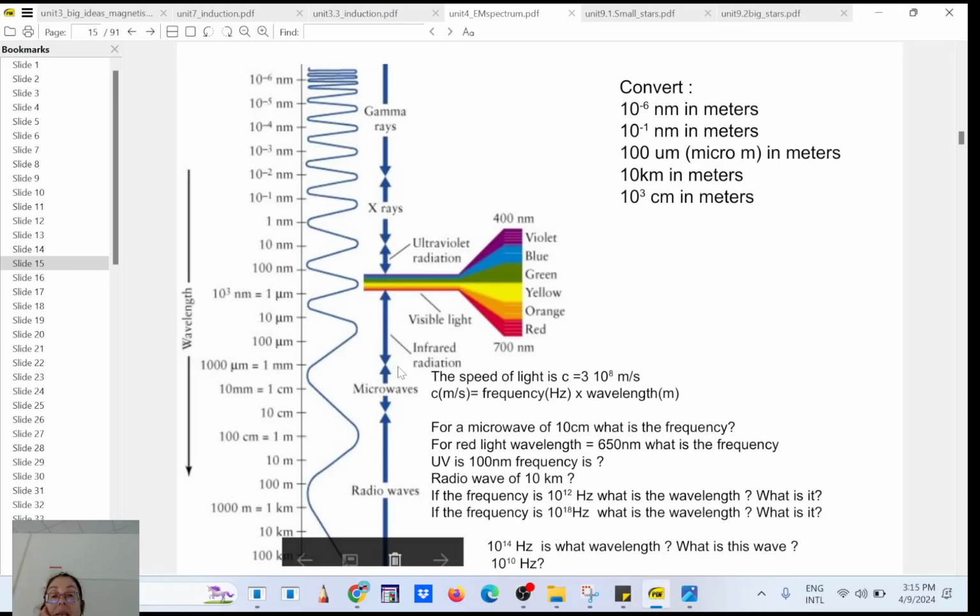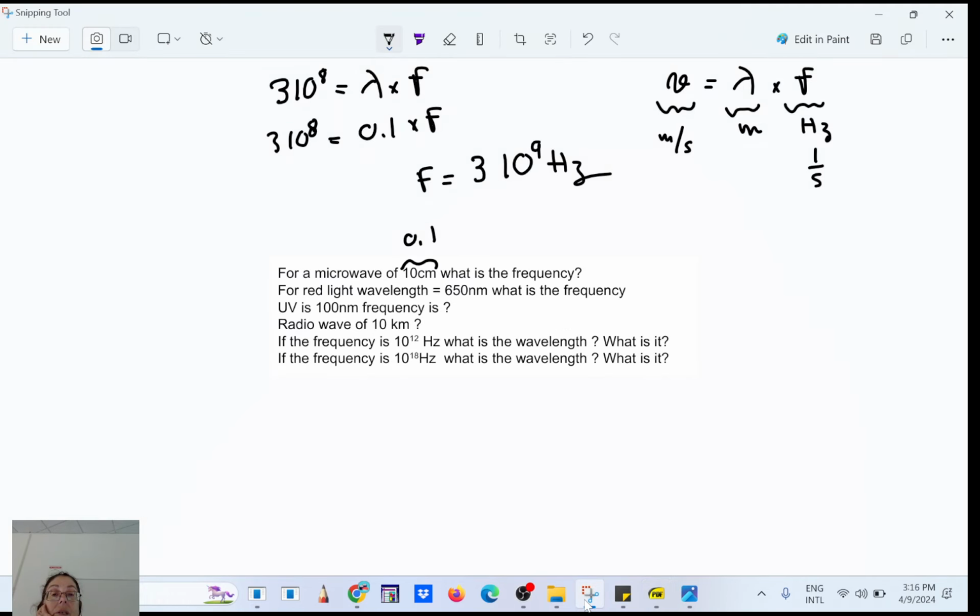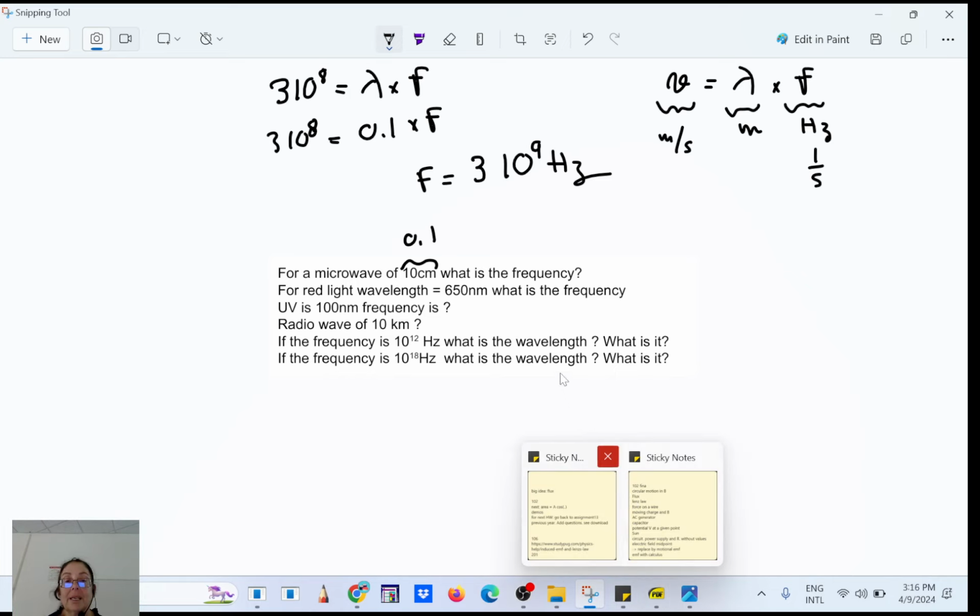Okay, so let's check here. Microwave, that's going to be, the wavelength is a few centimeters, and that's going to be the frequency. So a microwave is an electromagnetic wave. So the electric field here is going to shake 3 billion times a second. Okay, so that's crazy, crazy fast.